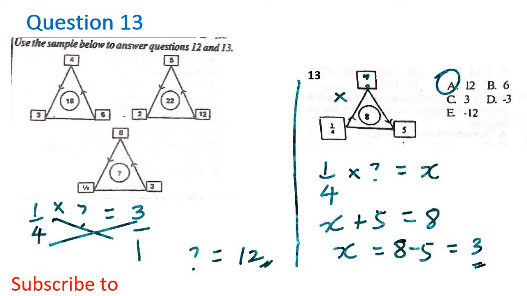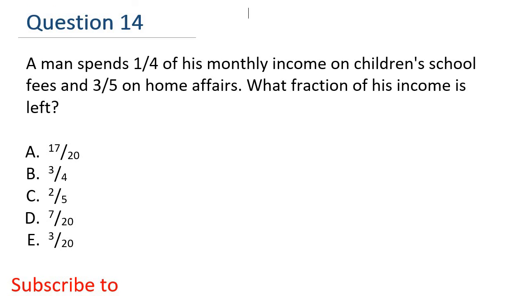Okay, so for patterns like this, you need to think. It involves a lot of reasoning, so you need to be able to find your way around it. Now, question number 14 says, A man spends 1/4 of his monthly income on children's school fees and 3/5 on home affairs. What fraction of his income is left?